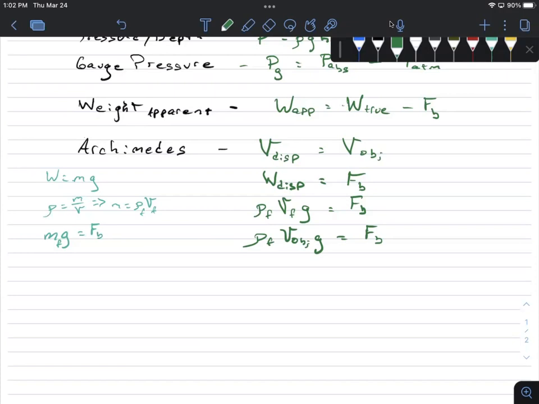Okay, and you're given questions. You could be given a question like: a steel ball is placed underwater. The steel ball has a radius of whatever, and it's made of this metal, which has a density of this. What would be its apparent weight? Okay, that's a basic Archimedes question.